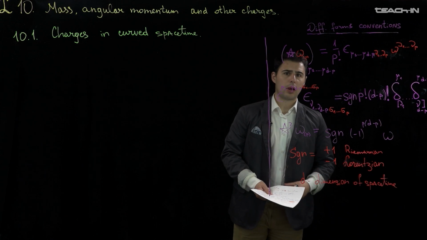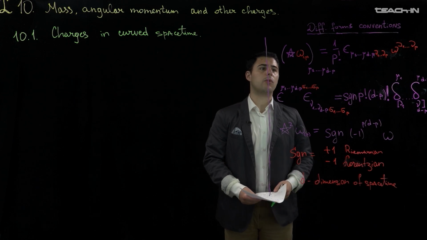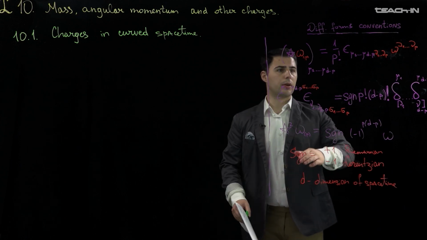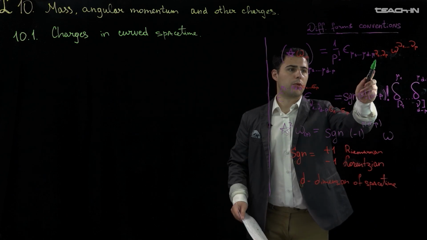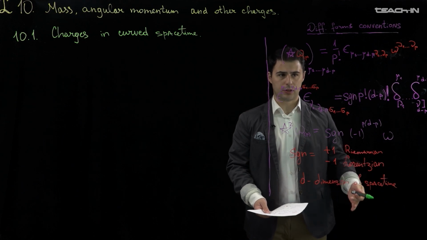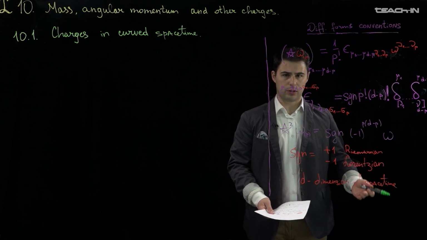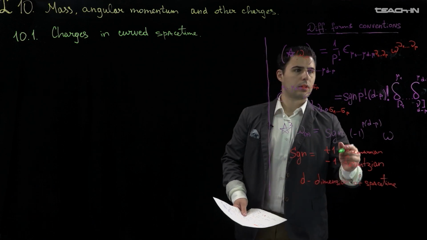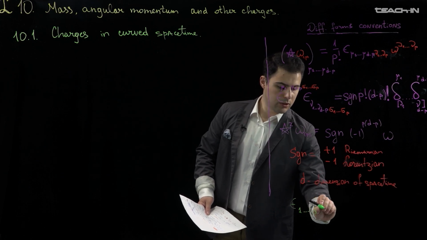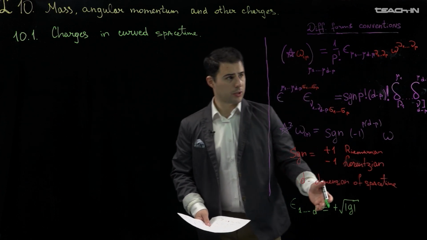So, we introduce the Hodge duality as an operation on the p-forms in a d-dimensional spacetime, where the epsilon mu1 ... mu d minus p nu 1 ... nu p is the Levi-Civita pseudotensor, so it's totally antisymmetric in its indices, and for 1 to d, it equals plus the square root of the modulus of the determinant of the metric.